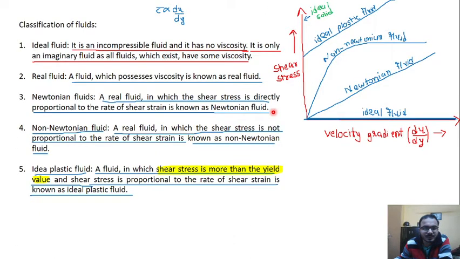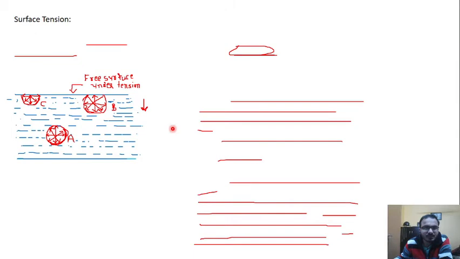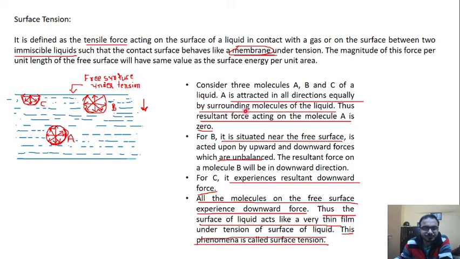Then we classified the fluids: the ideal fluid which is having zero shear stress, then the real fluid which possesses viscosity. Newtonian and non-Newtonian are already explained. Ideal plastic fluid, that is having shear stress value more than the yield value, and the shear stress is proportional to rate of shear strain. Then we studied about the surface tension.